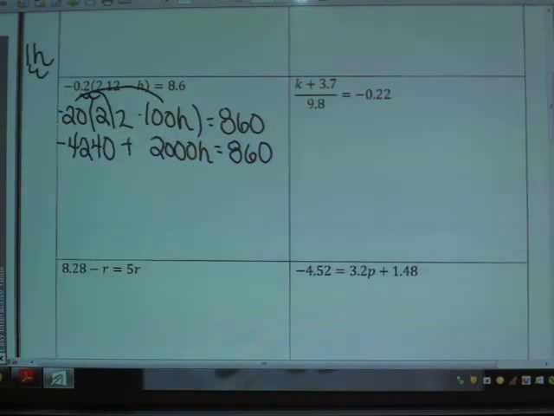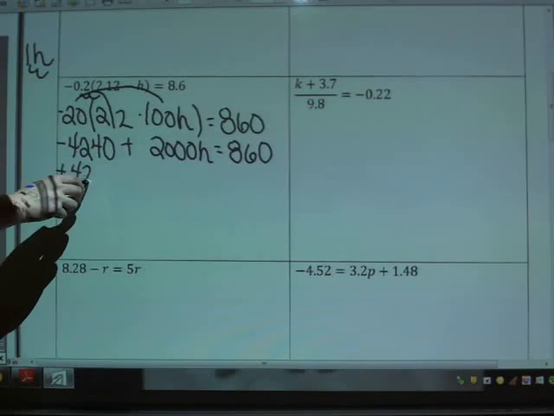So we're going to look at moving 4240 first. Well, notice 4240 there is a negative number. So when I talk about the opposite this time, I'm talking about positive. And positive looks a lot like addition. So the way I'm going to do that is I'm going to add 4240 to both sides.